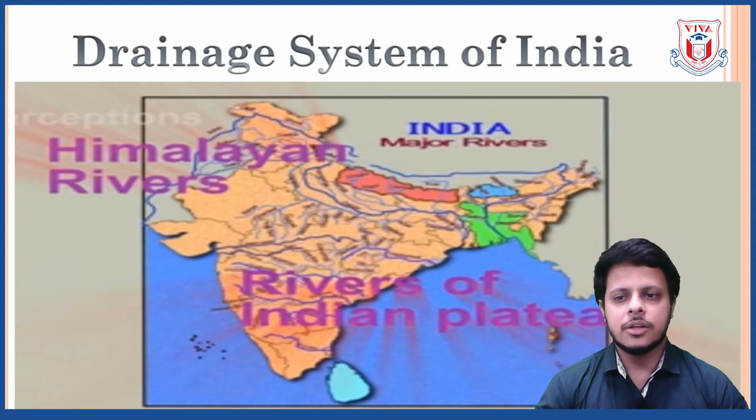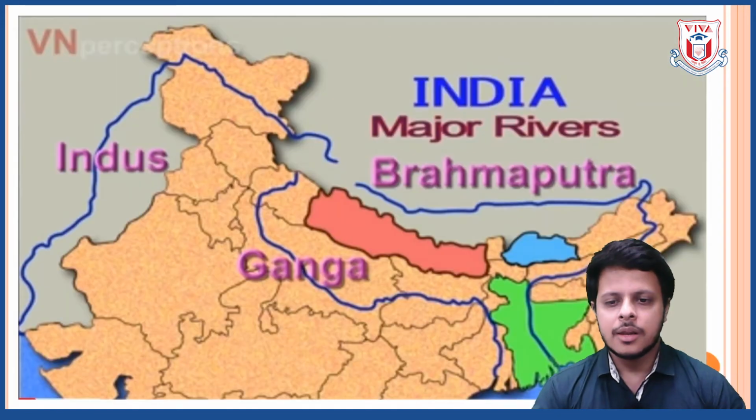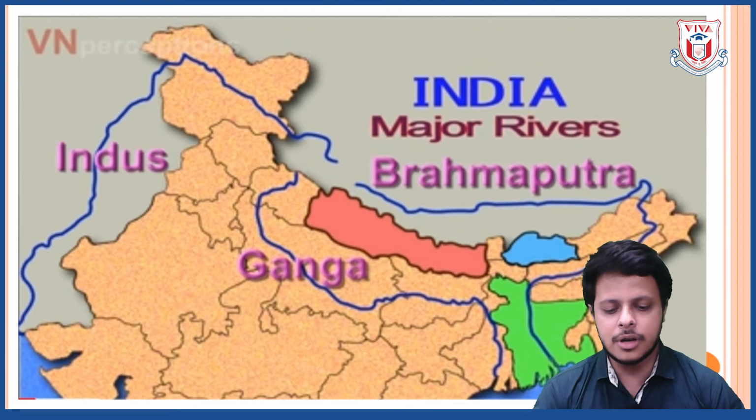Let us understand the drainage system of India. If we talk about the drainage system of India, we have two parts. The first one you can see is the Himalayan rivers, and the second one is the rivers of the Indian plateau. Let's see about the Himalayan rivers. It is divided into three parts: the Indus River, the Ganga River Basin and the Brahmaputra River Basin.